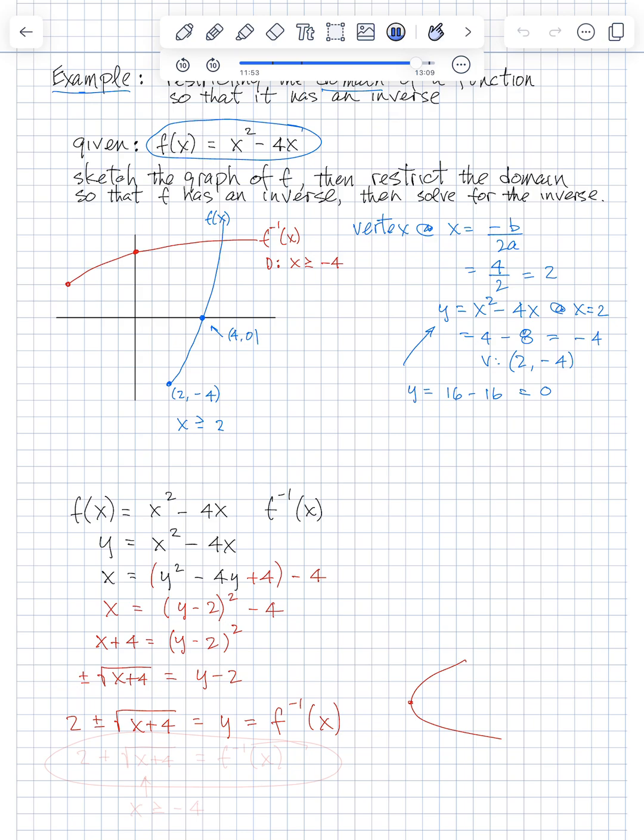So the vertex is right here. We want the top half. Easy enough to get. We just don't take plus or minus a square root. It's just going to be 2 plus the square root of x plus 4. And that's equal to f inverse of x. Now, we can look at this equation and say, okay, what's the domain? Well, from here we can tell that the domain x has to be greater than or equal to negative 4. And so this is the equation for the inverse, f inverse: 2 plus the square root of x plus 4.